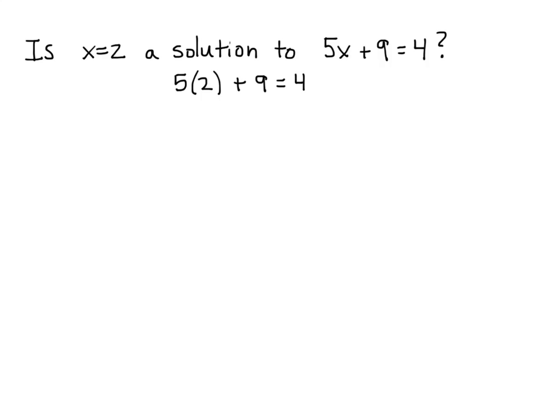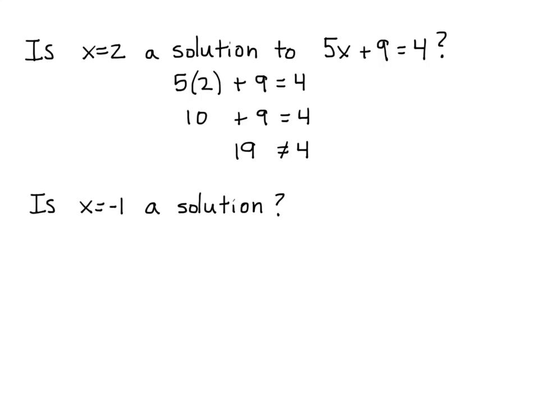You're not trying to keep track of signs. You're not trying to do multiplication in your head. Nothing is going on except actually doing the substitution, and then we take care of the math. So in this one, okay, 5 times 2 is 10. 10 plus 9 equals 4. This is obviously not right, so we call this not a solution.